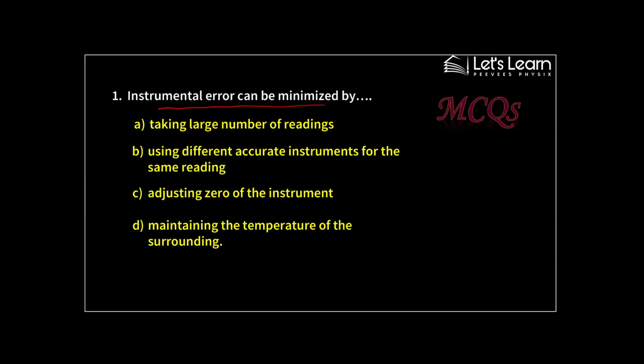The instrumental error can be minimized. Instrumental error means error in measurement due to something wrong with the instrument. How can we minimize that? Use different instruments. And of course, make sure more accurate instruments are used. So the answer is B. Let's go for the next question.